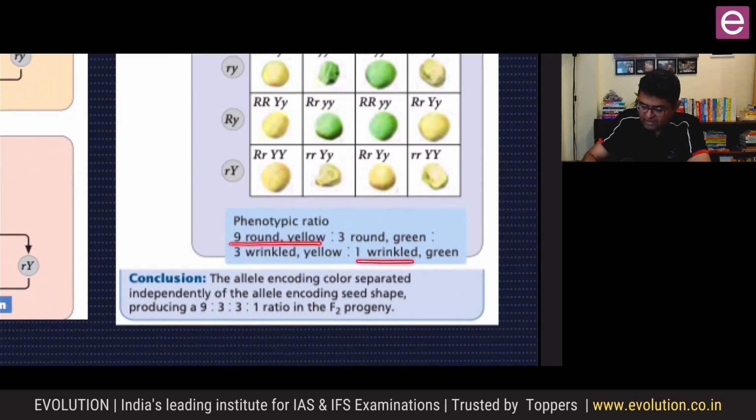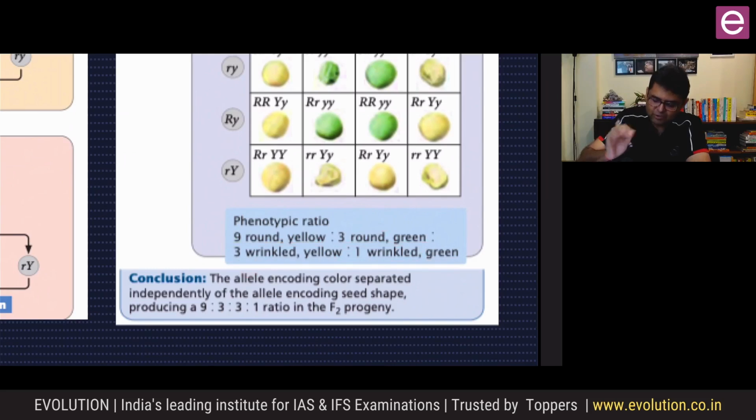1 wrinkled and green. These two are what? Parent type. Correct. But 3 round and green, that was non-parental type. There was no parent which has produced anything like this. Parent when it was round, it was yellow, and parent when it was wrinkled, it was also green. But now this is non-parent type. We call it recombinant type. And look here, 3 wrinkled and yellow. So in the parent, if it was wrinkled, it was green. But now you get another recombinant category.